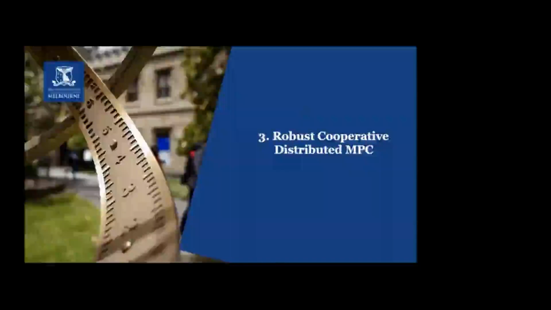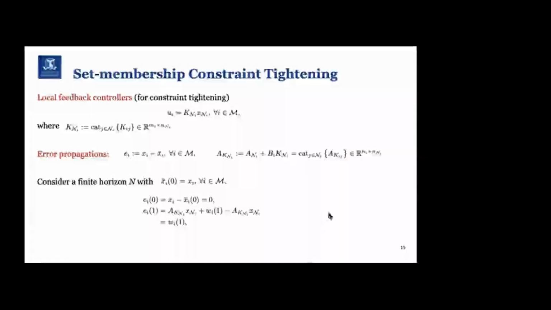So next, I will present the design of the robust cooperative distributed MPC. First, for the constraint tightening, we use a local state feedback controller as defined here. So K_N,i is an auxiliary feedback gain for agent i. And with this local feedback gain, we would like to use a set membership approach for constraint tightening. So first, we define a state error as shown here. That is the difference between the closed loop state x_i and the nominal state from the prediction model.